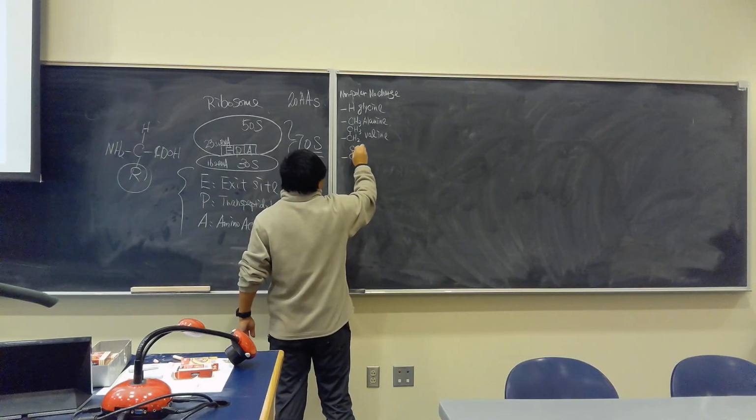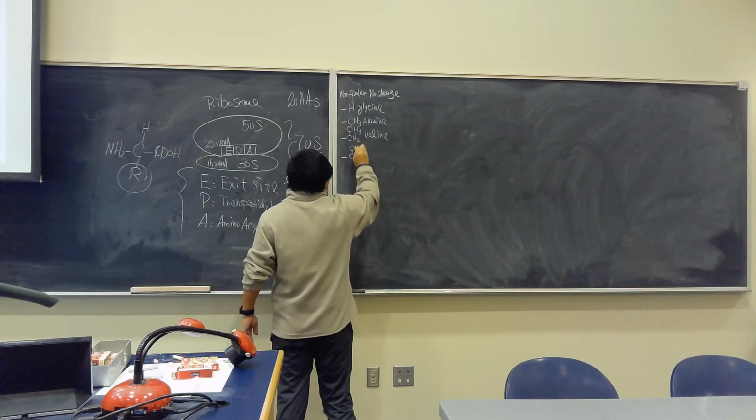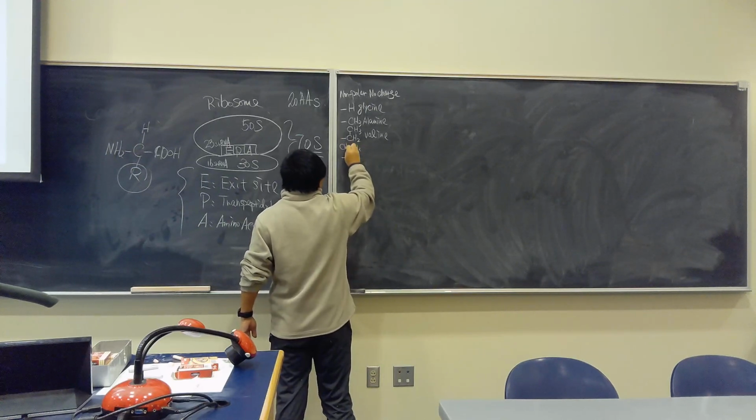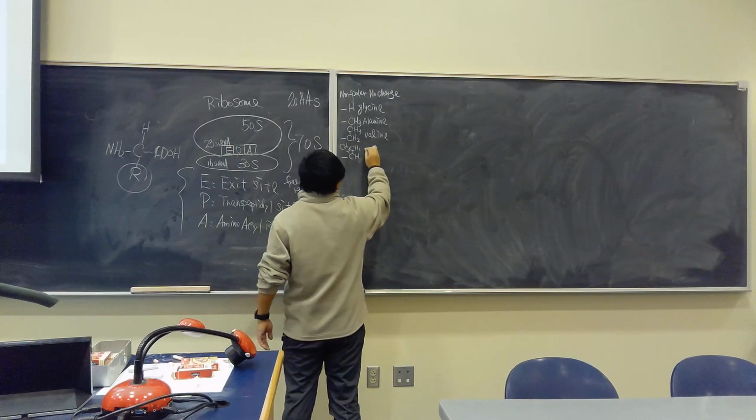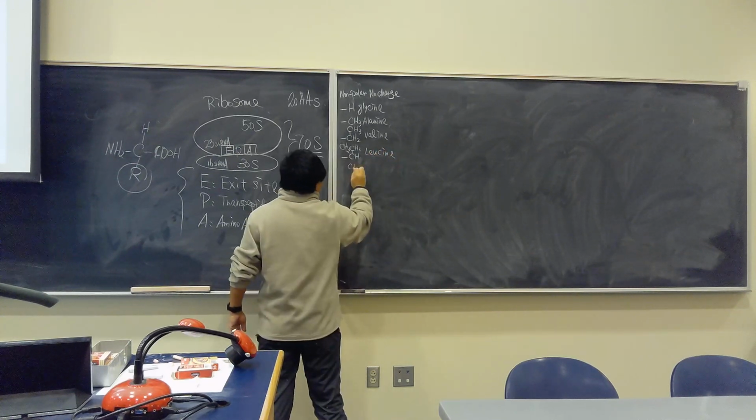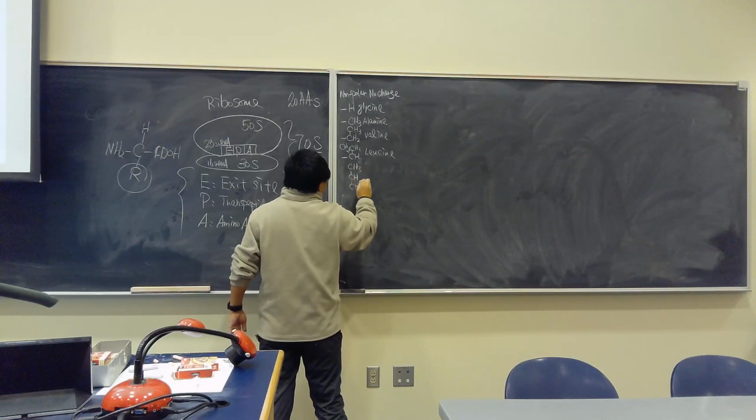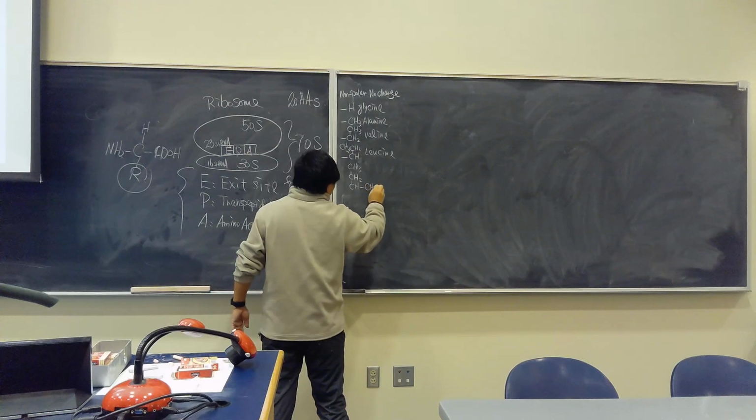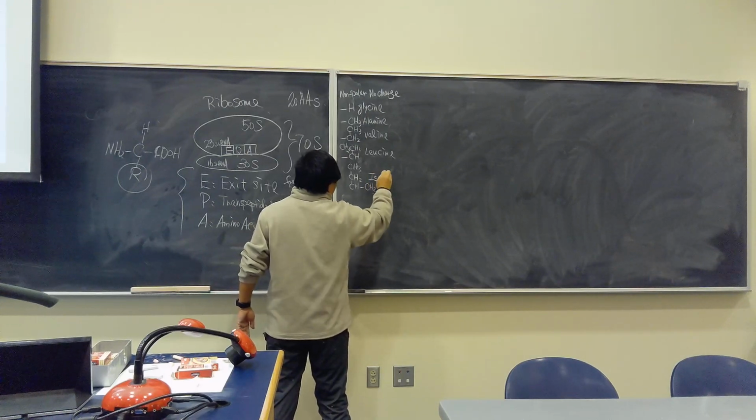CH2, CH, CH3, CH3. What is this? Leucine. Then you go CH3, CH, CH2, CH3. This is isoleucine.